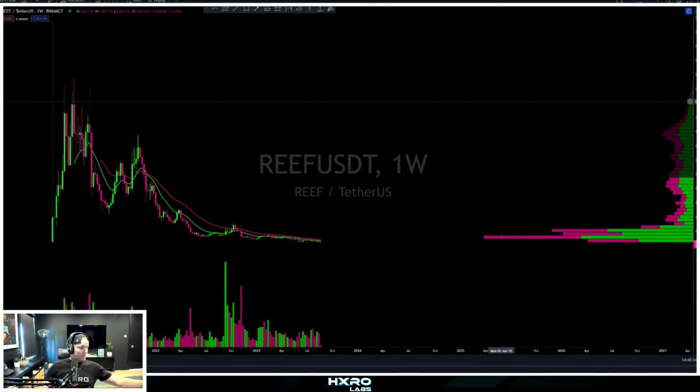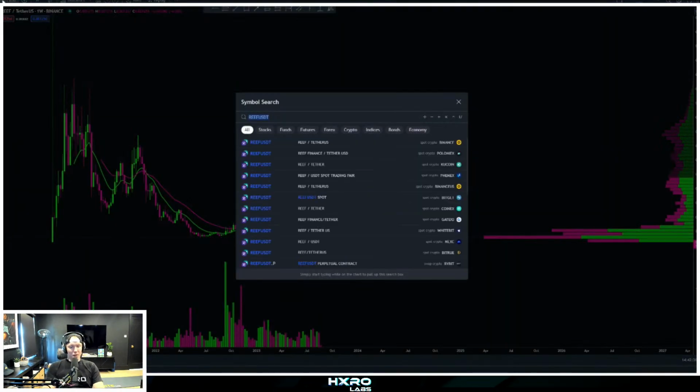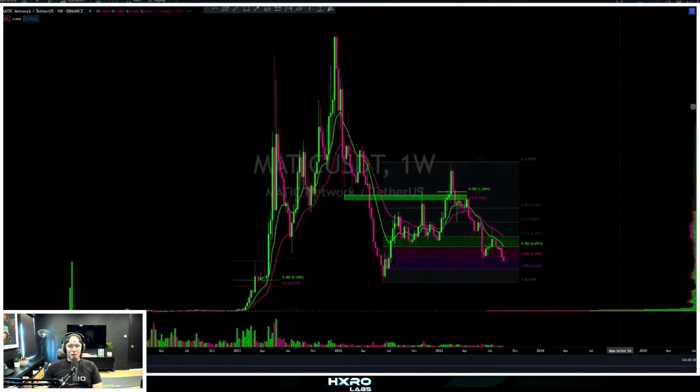So let's take a look at MATIC. I feel like MATIC's coming into a reload zone, actually. So that could be a good one. Saw it coming off the other day. Yeah, it's parked in one right now.